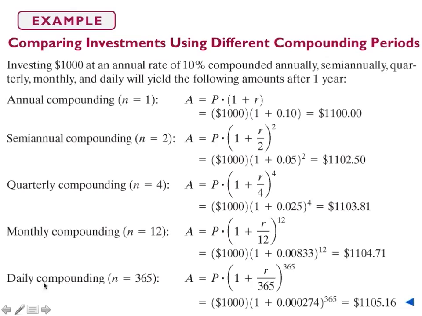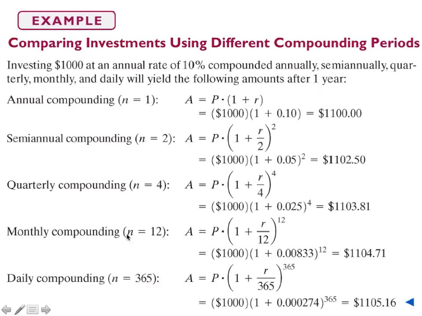So keep in mind when you have quarterly compounding, that's going to be 4 times a year. So if you take your rate and you divide by 4, you're going to get 0.025, and then you're going to raise it to the 4th power because it's 4 times a year. Same idea with the 12th power.